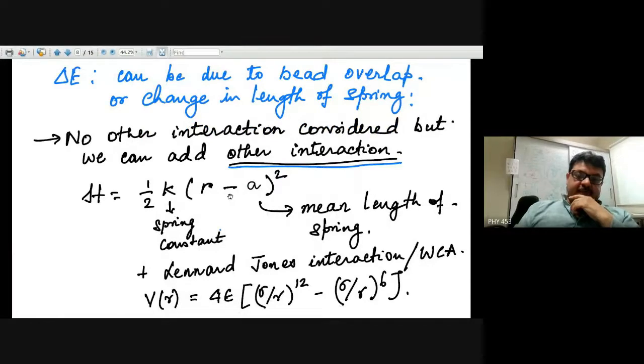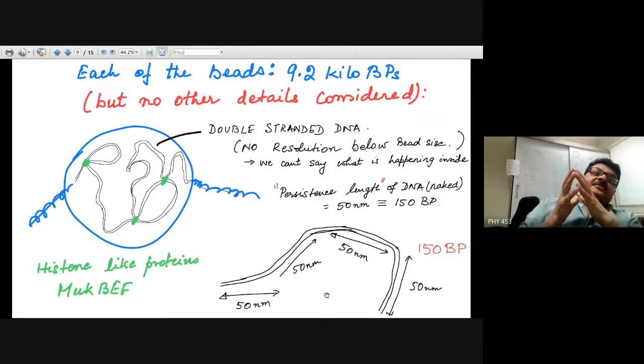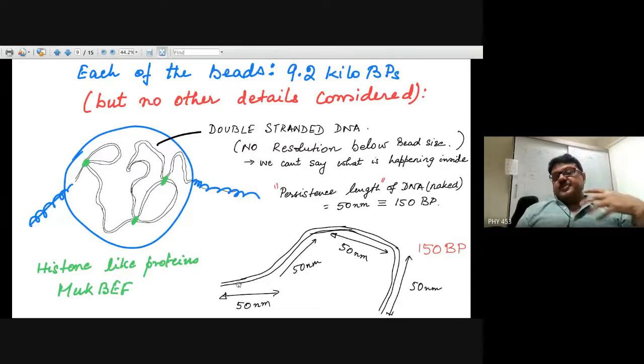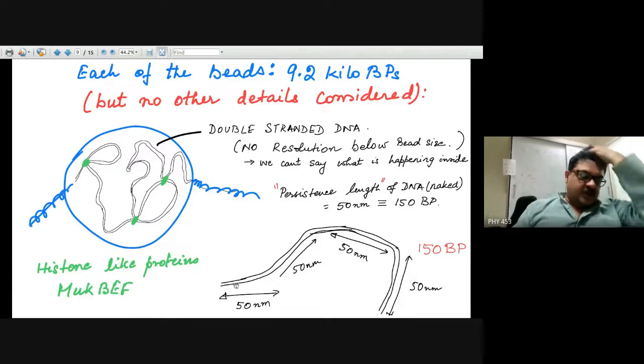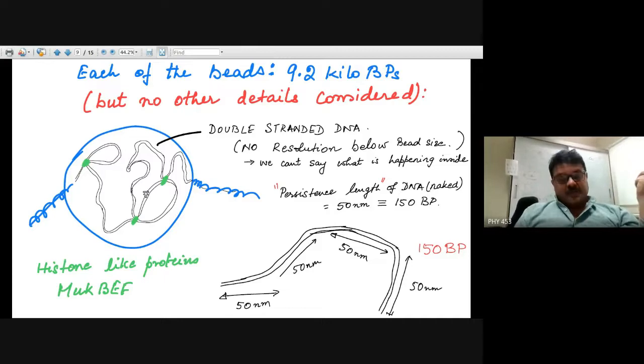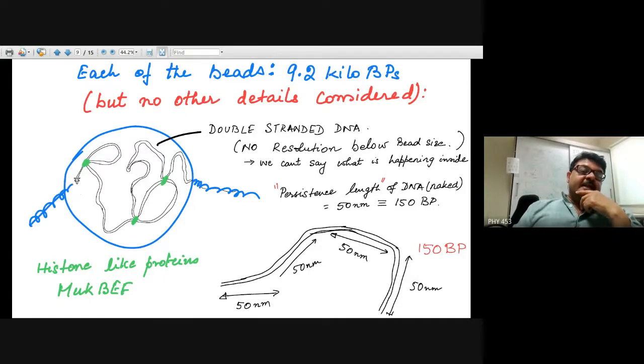you have this spring term, and this potential term prevents overlap of monomers, and I shall discuss this. Now, remember, when we are considering a spherical bead, suppose you wanted to model a DNA. I actually do model DNA, using a bead spring model. Suppose each of these beads was representing 9.2 kilobase pairs of DNA. Then inside the bead is this double-stranded DNA, and there are various proteins, histone-like proteins and MukBEF-like proteins, whatever be there. All of those are inside the bead.